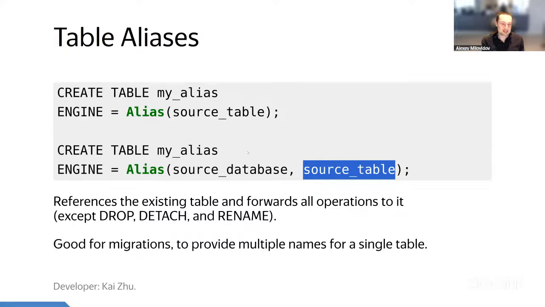Why do we need this? For migrations in your scripts, if you have to switch the script between two different tables, it is nice when you can just define an alias and it will be transparent to all the applications.